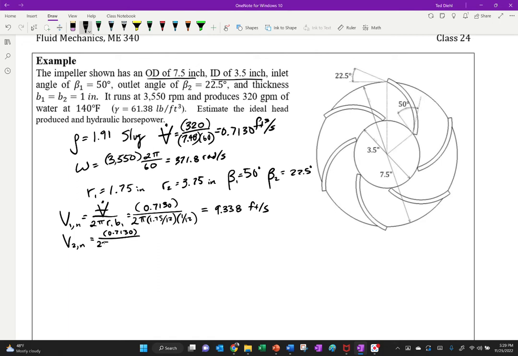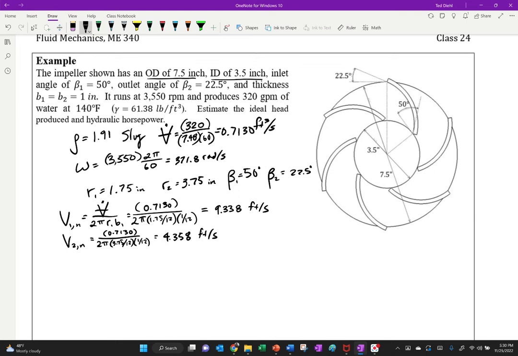In a similar manner, we take 0.7130 divided by 2 pi, and now we take 3.75. Should be 3.75, right? 3.75 divided by 12, and also 1 divided by 12, and we should get 4.358 feet per second.